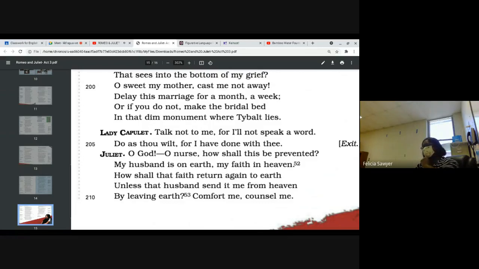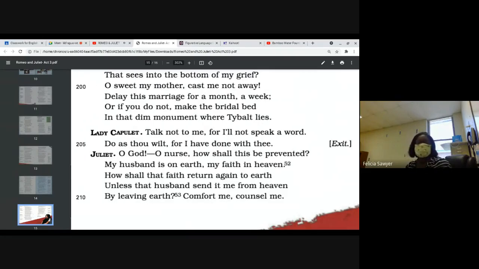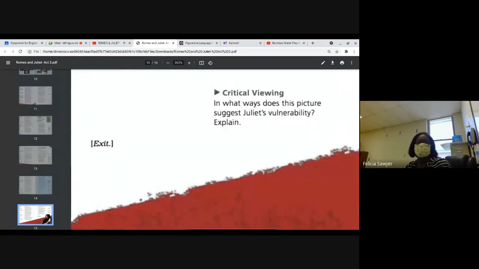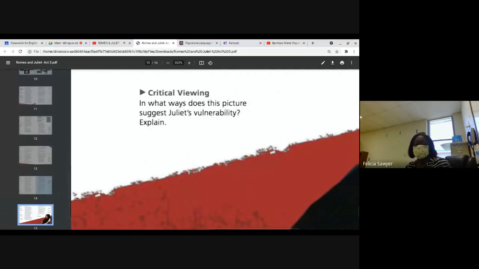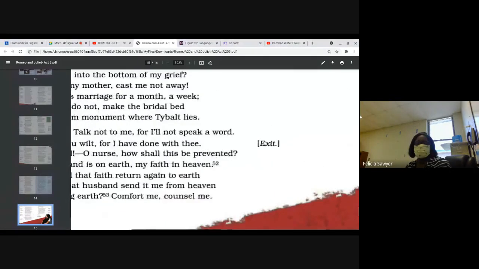My husband is on earth, my faith in heaven. How shall that faith return again to earth unless that husband send it me from heaven by leaving earth? Comfort me, counsel me. Alack, alack, that heaven should practice stratagems upon so soft a subject as myself. What say'st thou? Hast thou not a word of joy?